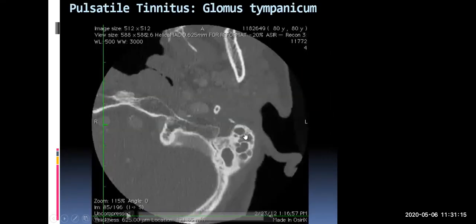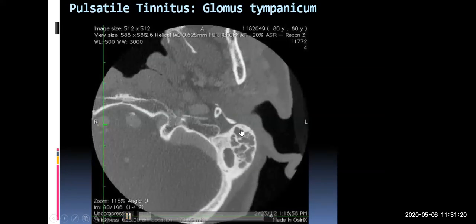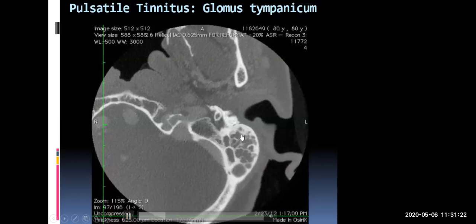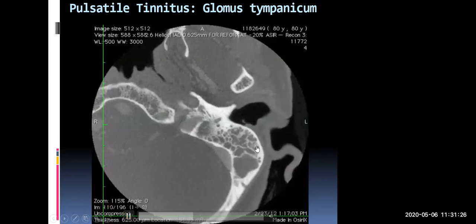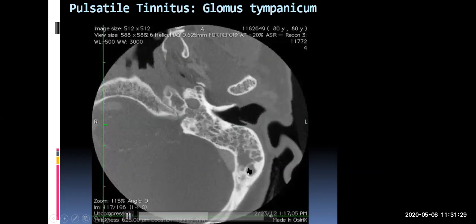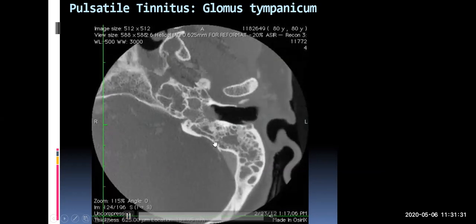To show you, a companion case is different. This is a glomus tympanicum. I'm going to play this for you. Her mastoid is seen here. It's a pneumatized mastoid. It's full of air cells, but there's no air inside of it. So this is a mastoid that's considered pneumatized but not aerated.